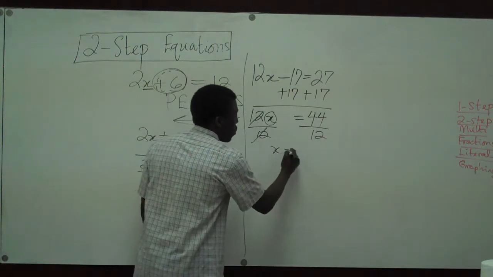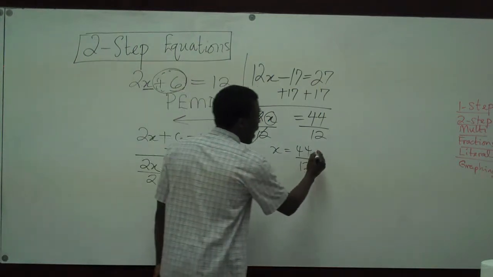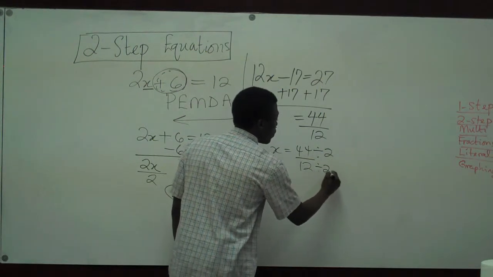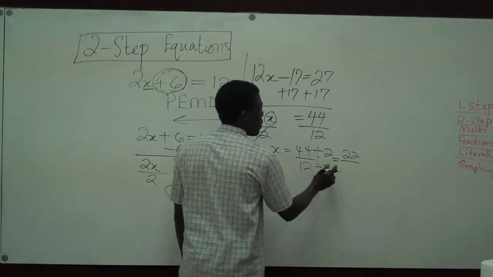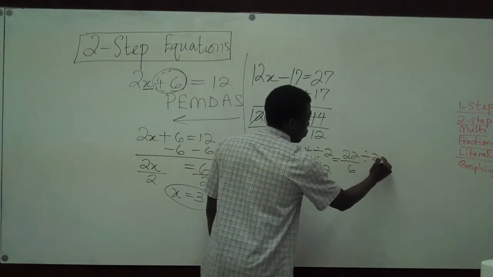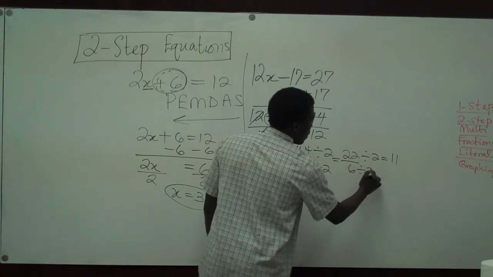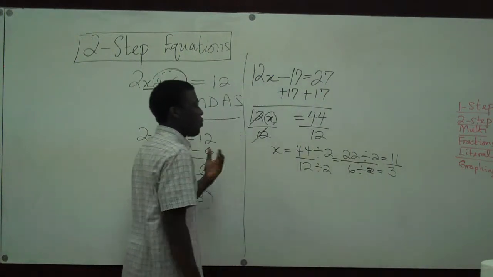And so x is equal to 44 over 12. But I need to simplify that. So I divide both of them by 2. And so 44 divided by 2 is 22, and 12 divided by 2 is 6. But I can divide again by 2. And so I have 11, and I have 3. So you have 11 over 3.